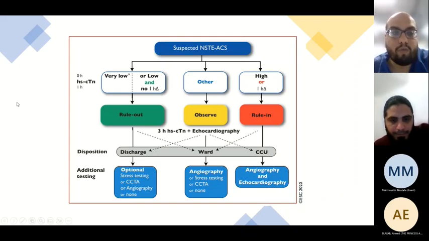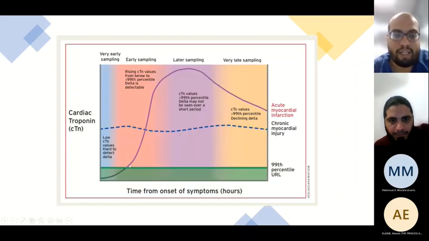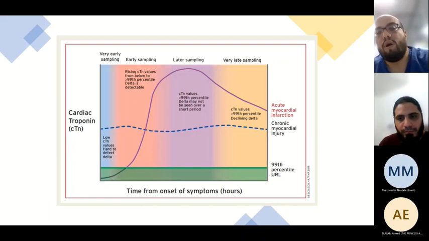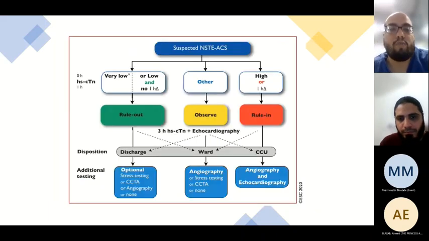Now it moved into 0 and 1. So you only need 2 samples. Why? Because it's a very early peak. 1 hour is sufficient to cause a change from normal to more than the upper reference limit, or from already above the upper reference limit to a higher level. That's why they moved into 0 and 1 sampling, because of the new high sensitivity troponins.